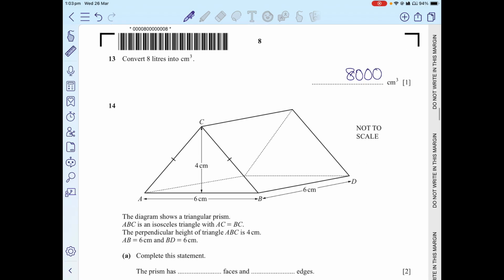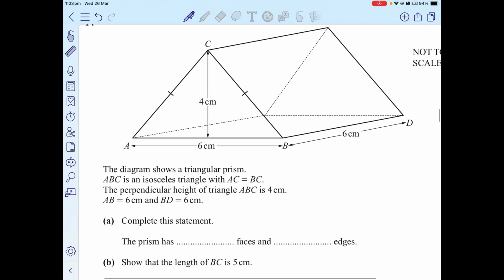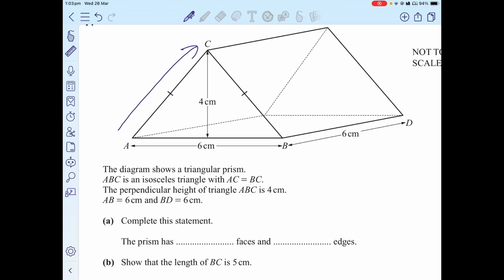After that, we have question number 14. Now question number 14 says the diagram shows a triangular prism where ABC is an isosceles triangle with AC. So this is a prism, and the cross-section area is basically an isosceles triangle where this length AC is equivalent to BC. The perpendicular height is 4 centimeters, AB is 6 centimeters, and BD is also 6 centimeters. Complete the statement. How many faces does it have?